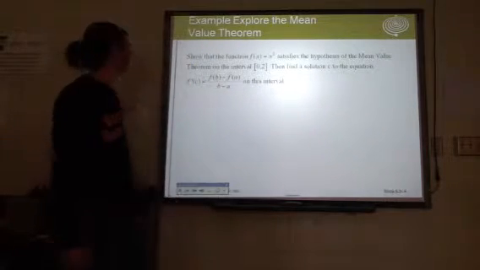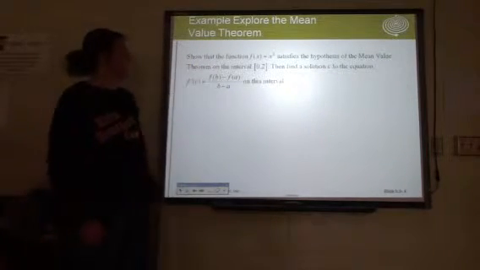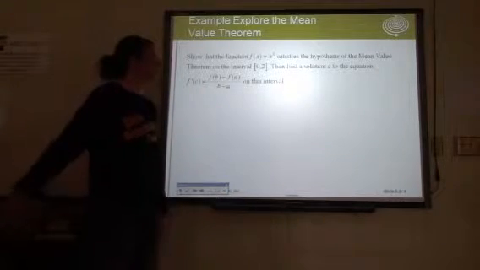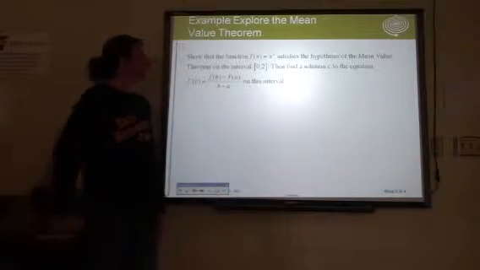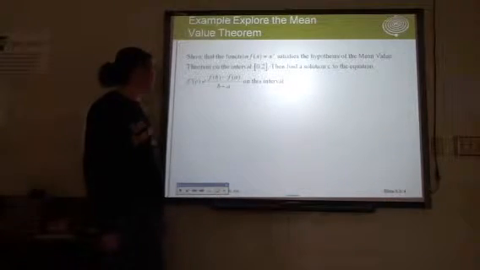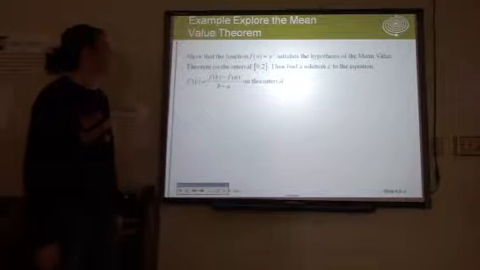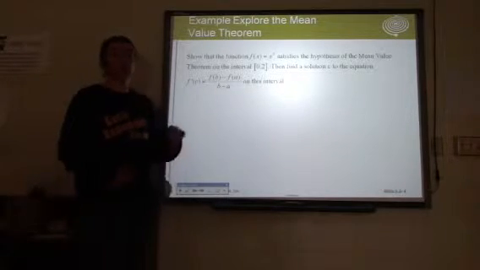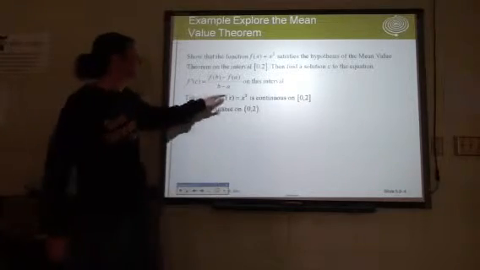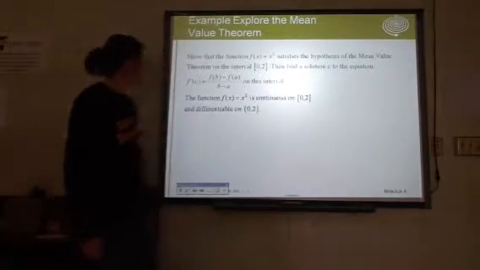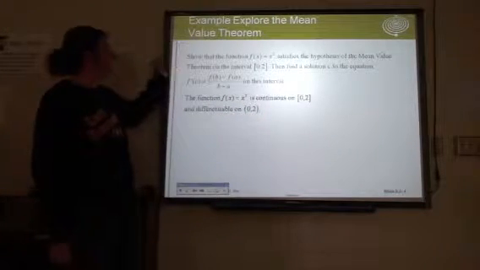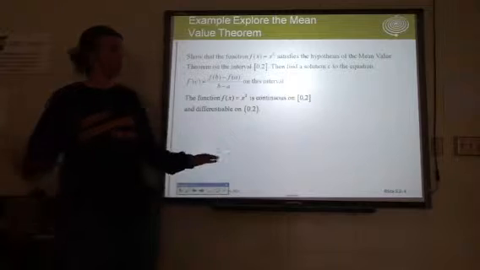Let's look at this specific example. Show that the function f of x equals x squared satisfies the hypothesis of the mean value theorem on the interval from 0 to 2. Then find a solution C to the equation f prime at C equals f of B minus f of A over B minus A on this interval. Alright, so first saying that it meets the requirements of the mean value theorem. Since it is continuous from 0 to 2, and it's differentiable from 0 to 2, it meets the requirements of the mean value theorem. End of story.